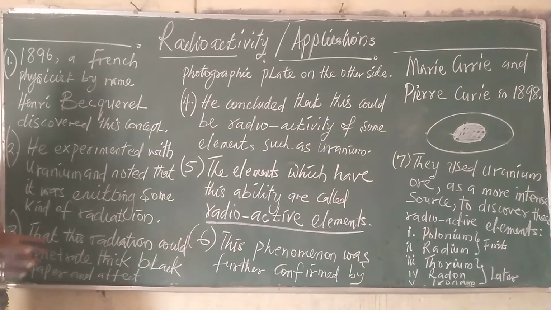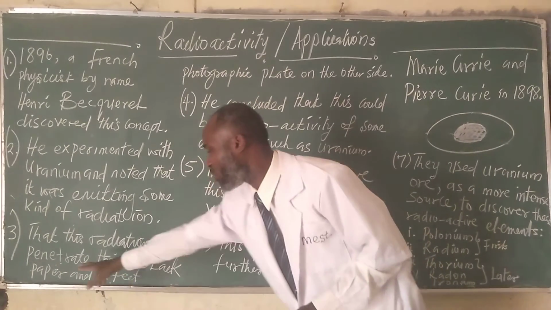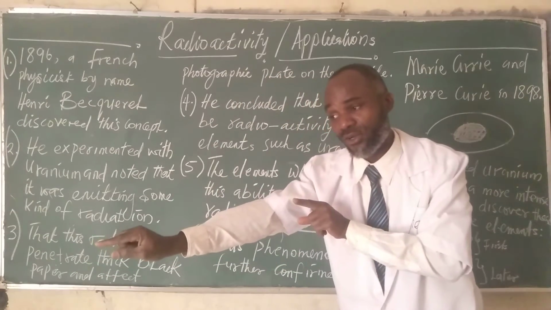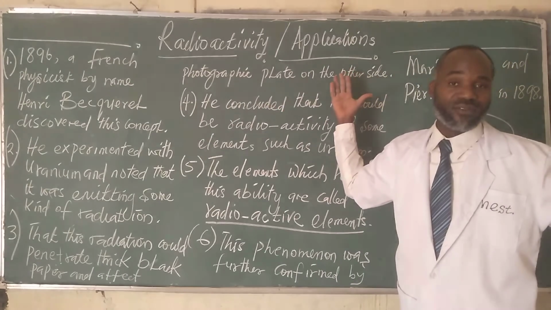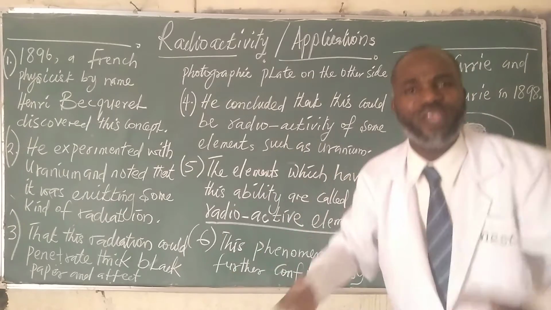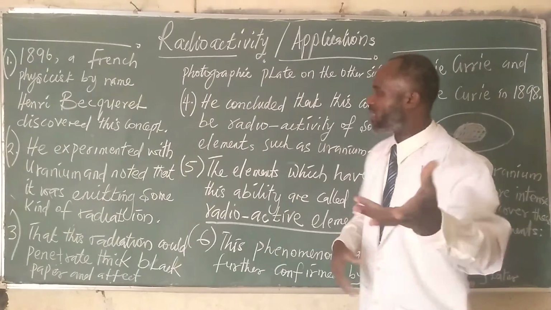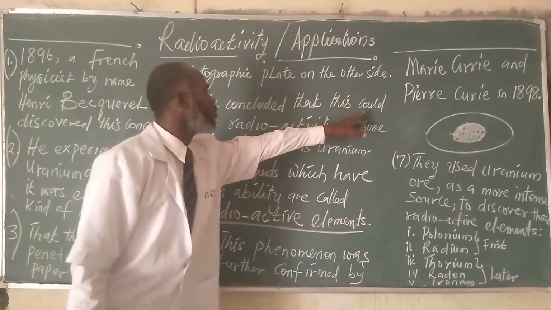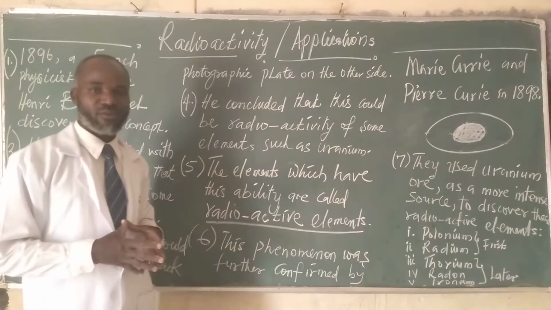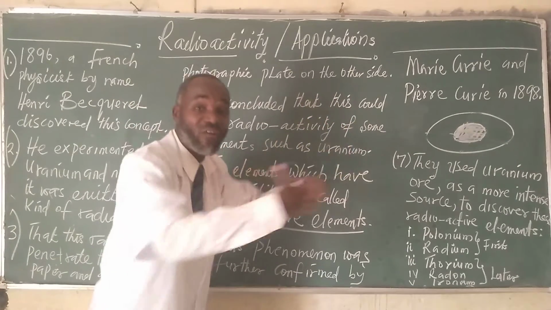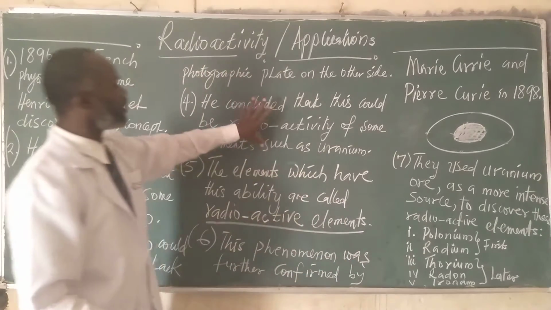He said, okay, it is not just ordinary radiation. This radiation could penetrate thick black paper and affect photographic plates placed on the other side. So the more he tried to study, the more he found things about uranium as a radioactive element. He went forward and then concluded that this could be radioactivity of some elements, such as uranium. For an element to spontaneously give out a radiation without anything causing it, that means that element is radioactive. That's his conclusion.